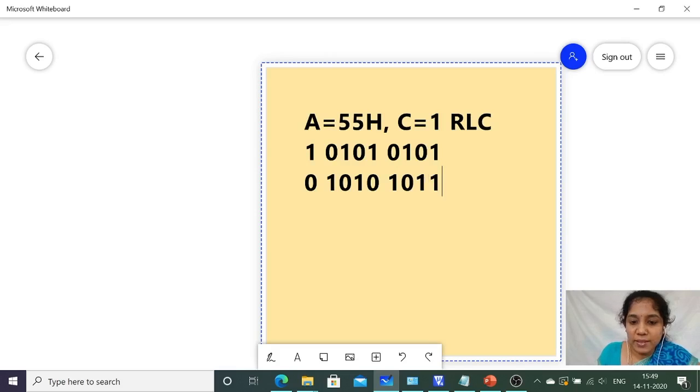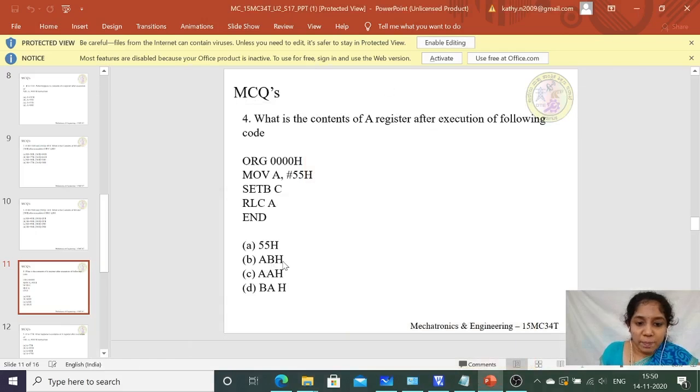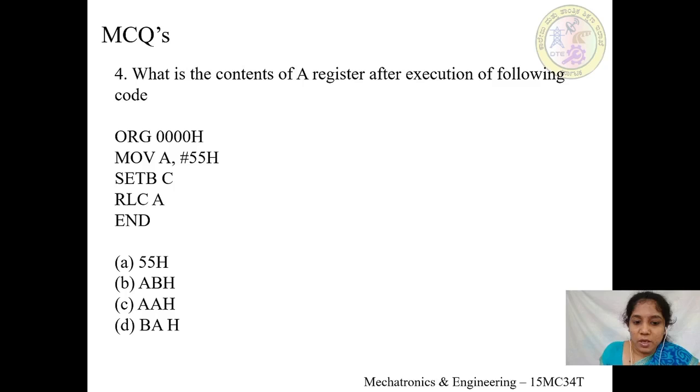So what is the answer? It is 1010 1011. 8 plus 2 it is 10. 8 plus 2 plus 1 it is 11. 10 is A, 11 is B. So the answer is AB. So the answer is option B, ABH.